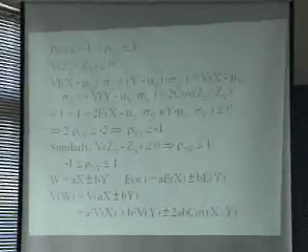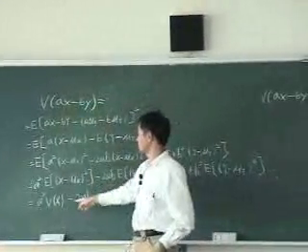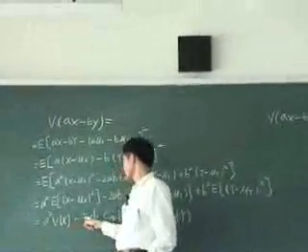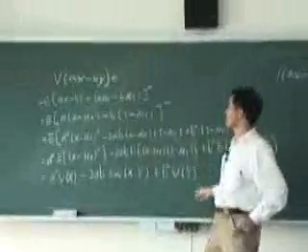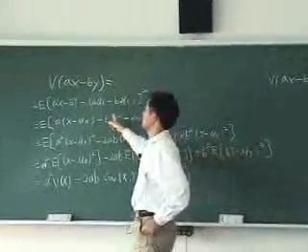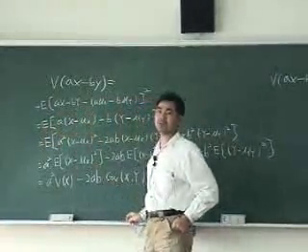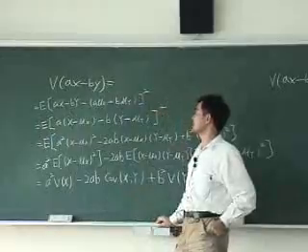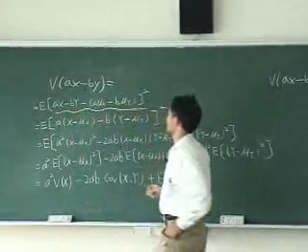We have a homework. You are required to show that V(aX - bY) equals a² V(X) - 2ab Cov(X,Y) + b² V(Y). The most important thing is you need to know the definition of variance. So this is variance, the definition is here.